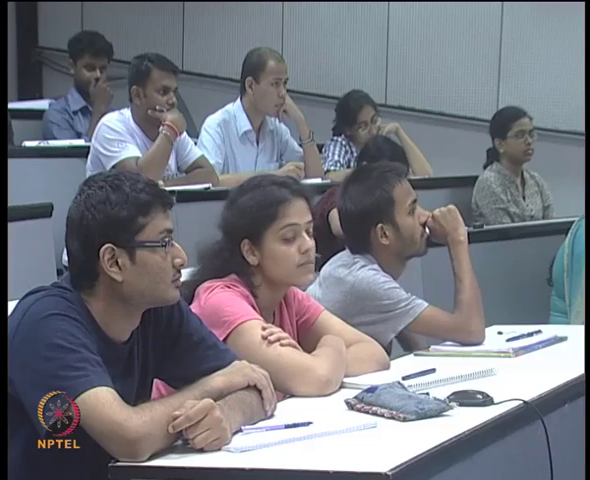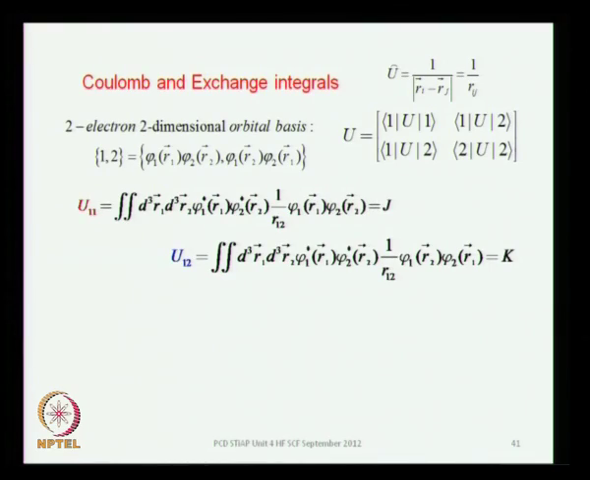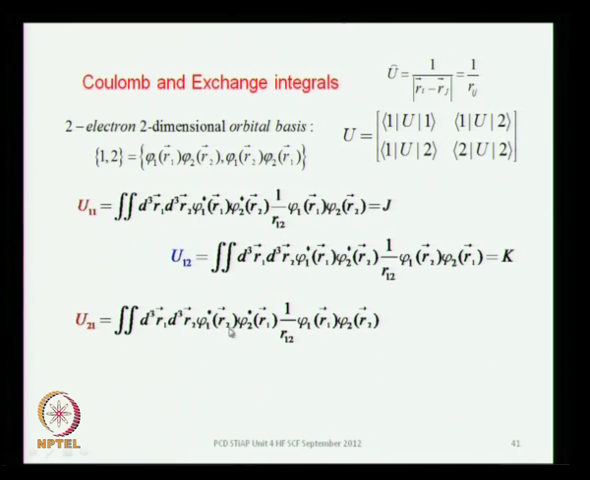What about U21? Develop an expression for U21. So, U21 is this element, right. This is phi 1 star R2, phi 2 star R1, and then you have got phi 1 R1, phi 2 R2 on this side. So, what is it? K star, right. So, this is the complex conjugate of K.